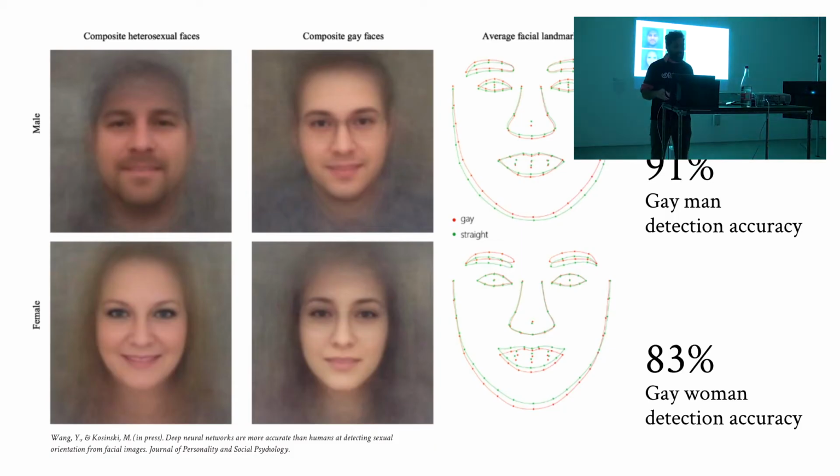Fast forward to today, in 2017, Stanford researchers trained a neural network AI system to identify gay faces. And when they released the results, as you can see, 91% accuracy with the detection of gay men, 83% with gay women.